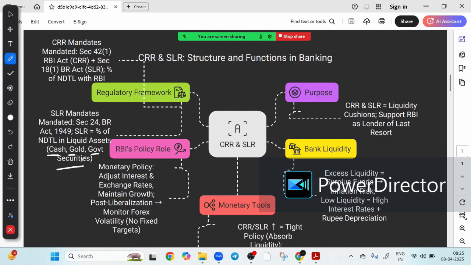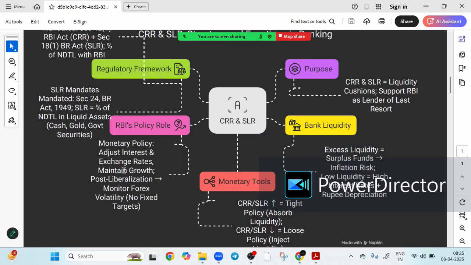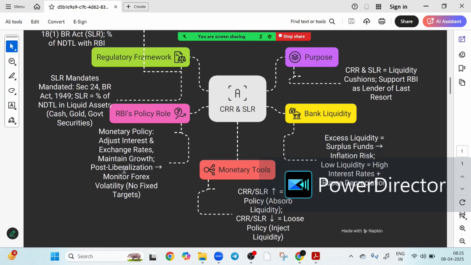But why do we need them? That is where the purpose comes in. Let's look at the purpose. On the right side you can see, CRR and SLR act like a liquidity cushion, which means they support the RBI in times of crisis and reinforce its role as lender of last resort. Yes, the lender of last resort, right? When no one is available to pay for the bank, then the RBI is there to pay for the bank.